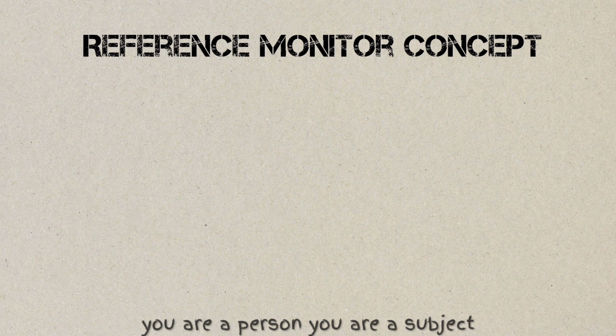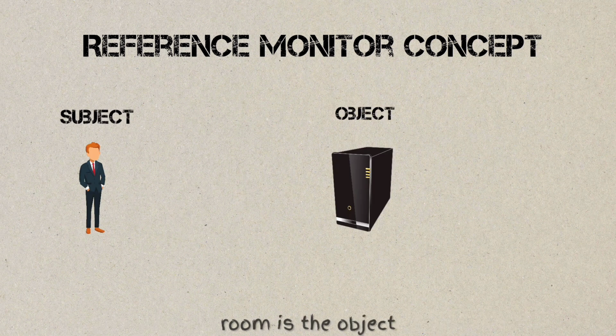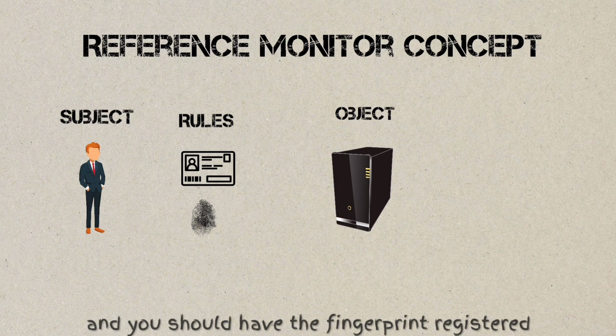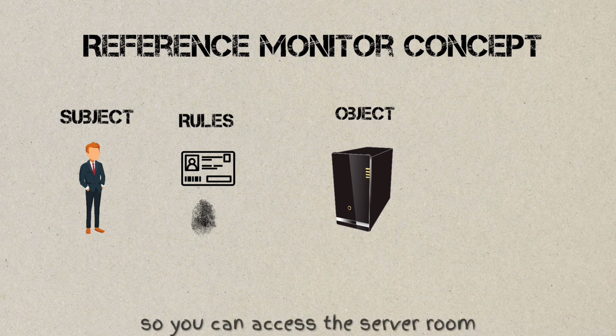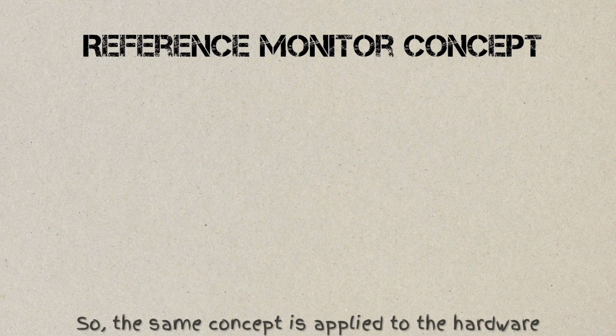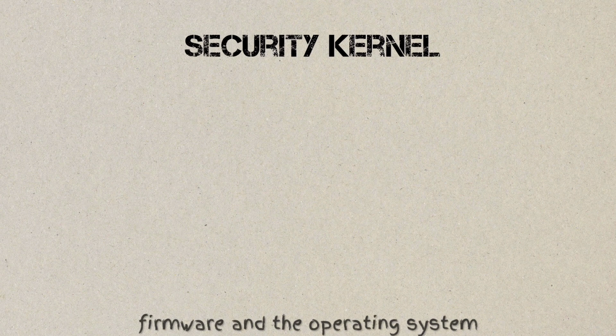You are a person, you are a subject, and you need to access a server room. The server room is the object, and there are two rules. One is you should have a valid ID card and you should have your fingerprint registered so you can access the server room, and every action will be logged and monitored. The same concept is applied to the hardware, firmware, and the operating system.